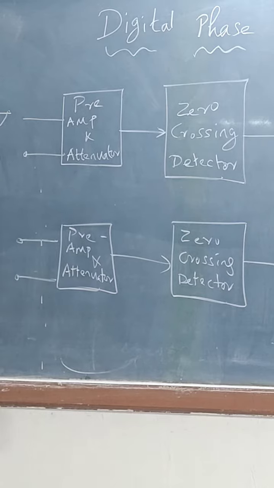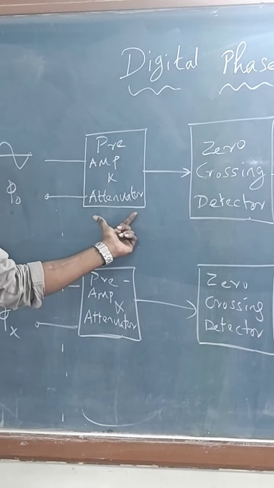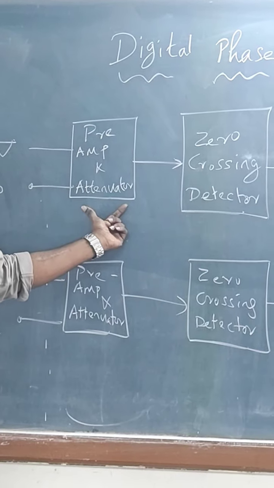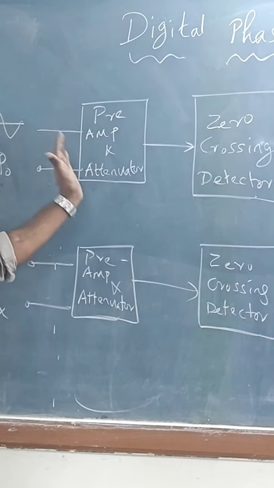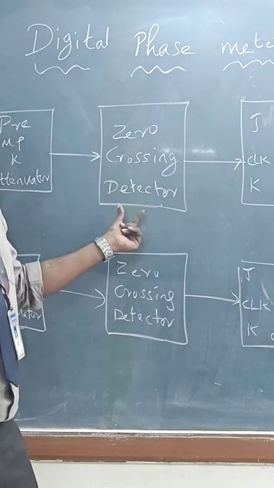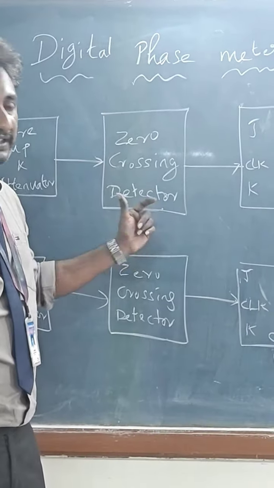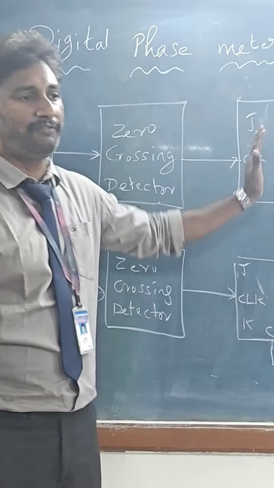Here we have the preamplifier and attenuator, which act as a filter, removing unwanted signals such as harmonics, and we are providing the pure signal to the next stage. Here we are going to check when it is crossing zero. Whenever it crosses zero, it is given to the flip-flop.